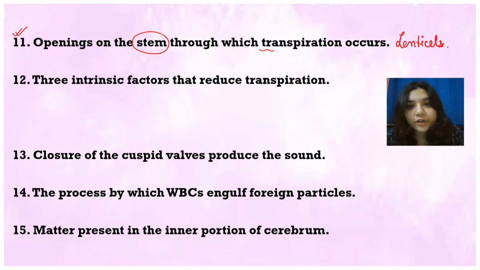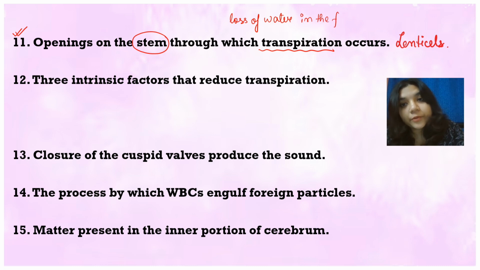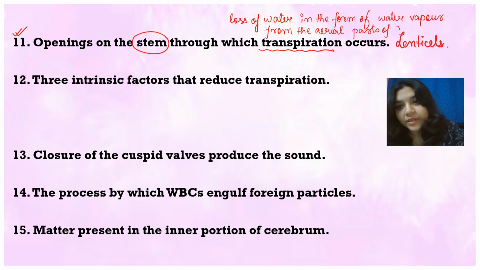What is transpiration? I hope we all know that transpiration refers to the loss of water in the form of water vapor from the aerial parts of a plant. What do we mean when we say the aerial parts of a plant? Aerial parts means parts that are exposed to the air. So the lenticels are the part present in the stem through which a minute amount of transpiration can occur.